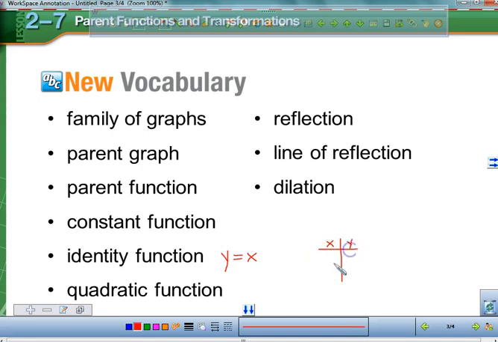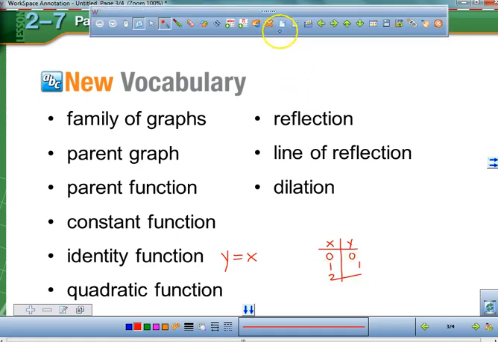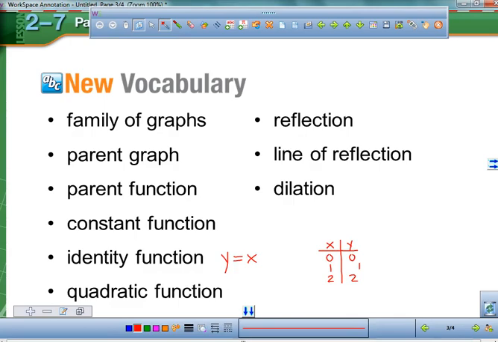So that's why you have a table. It's really easy to build. If I say x is 0, what's y? If I say 1, 2, and 2 and 2, and so on and so forth.